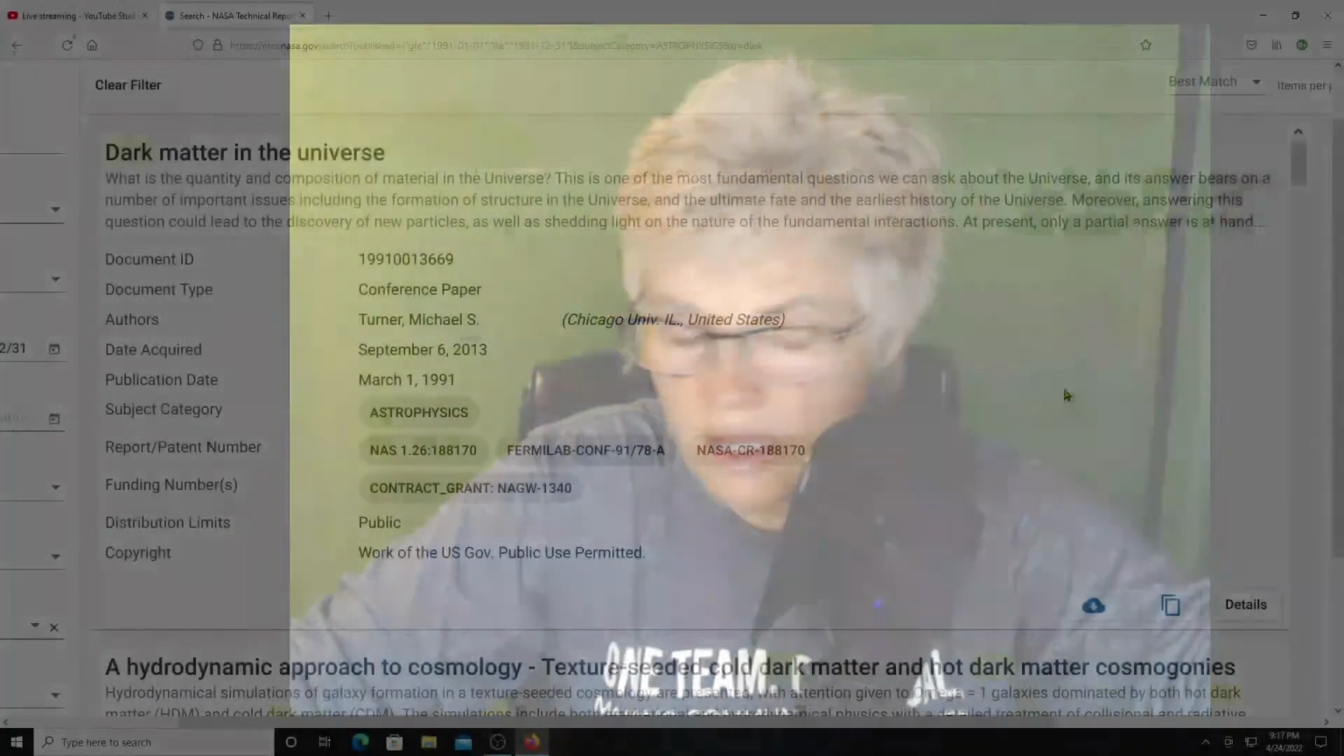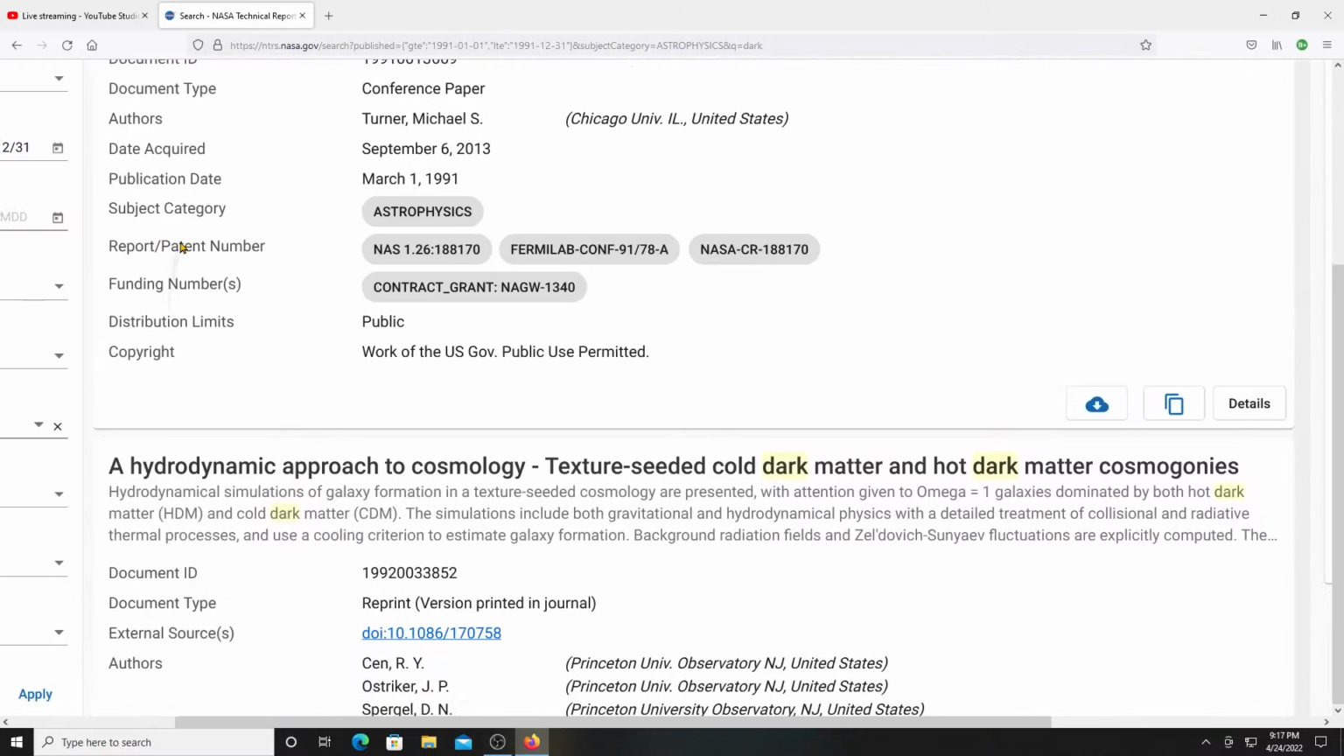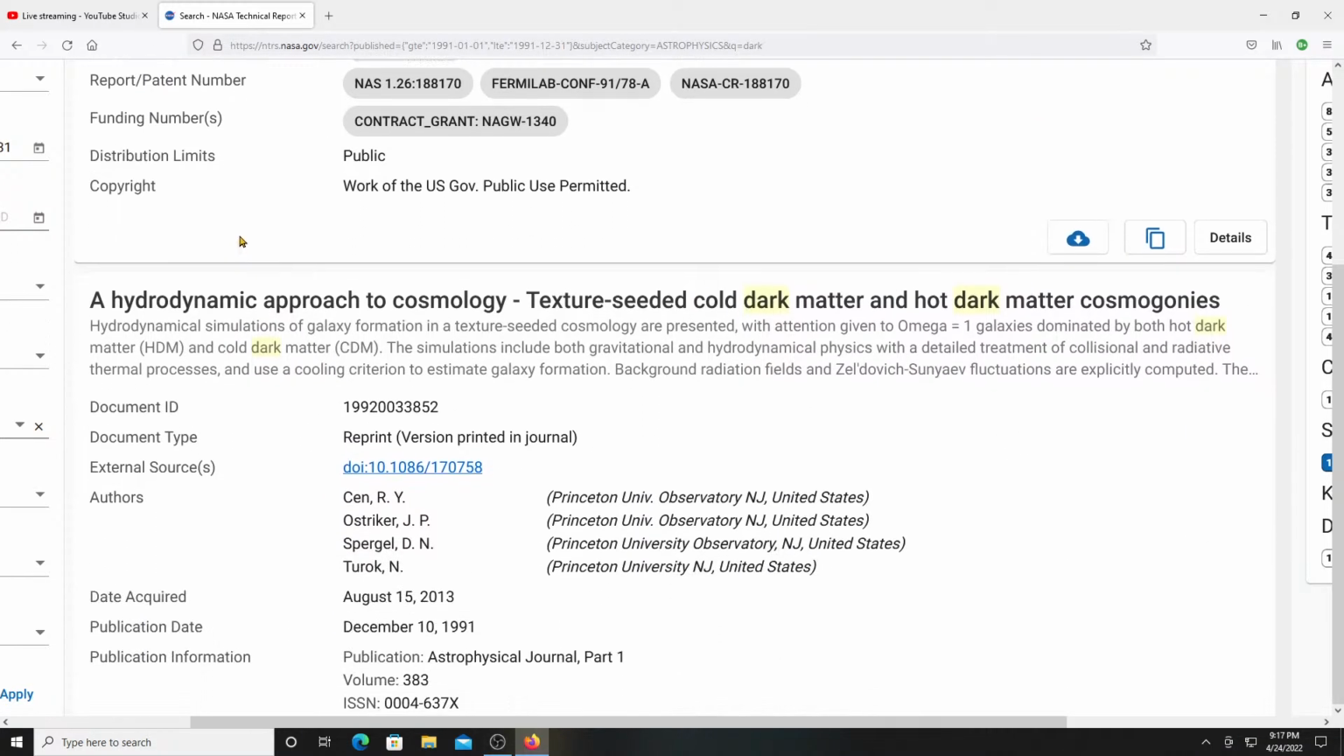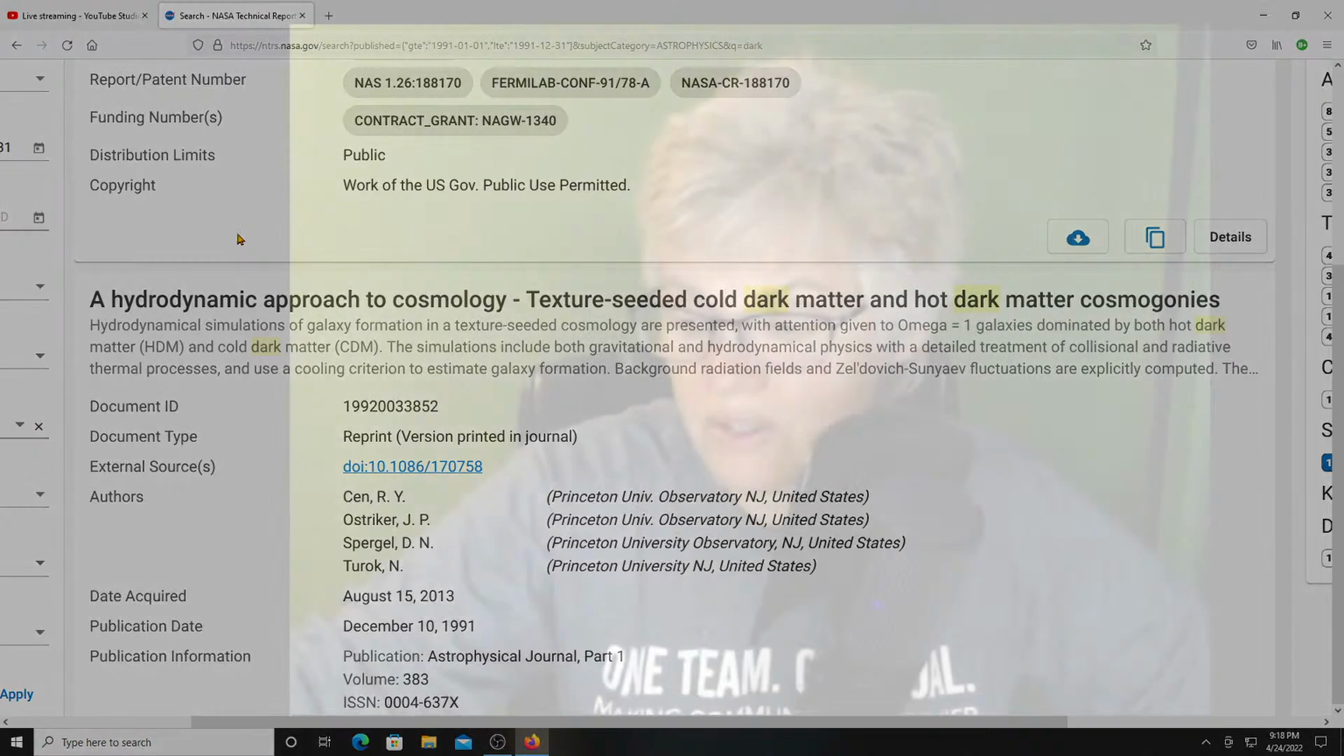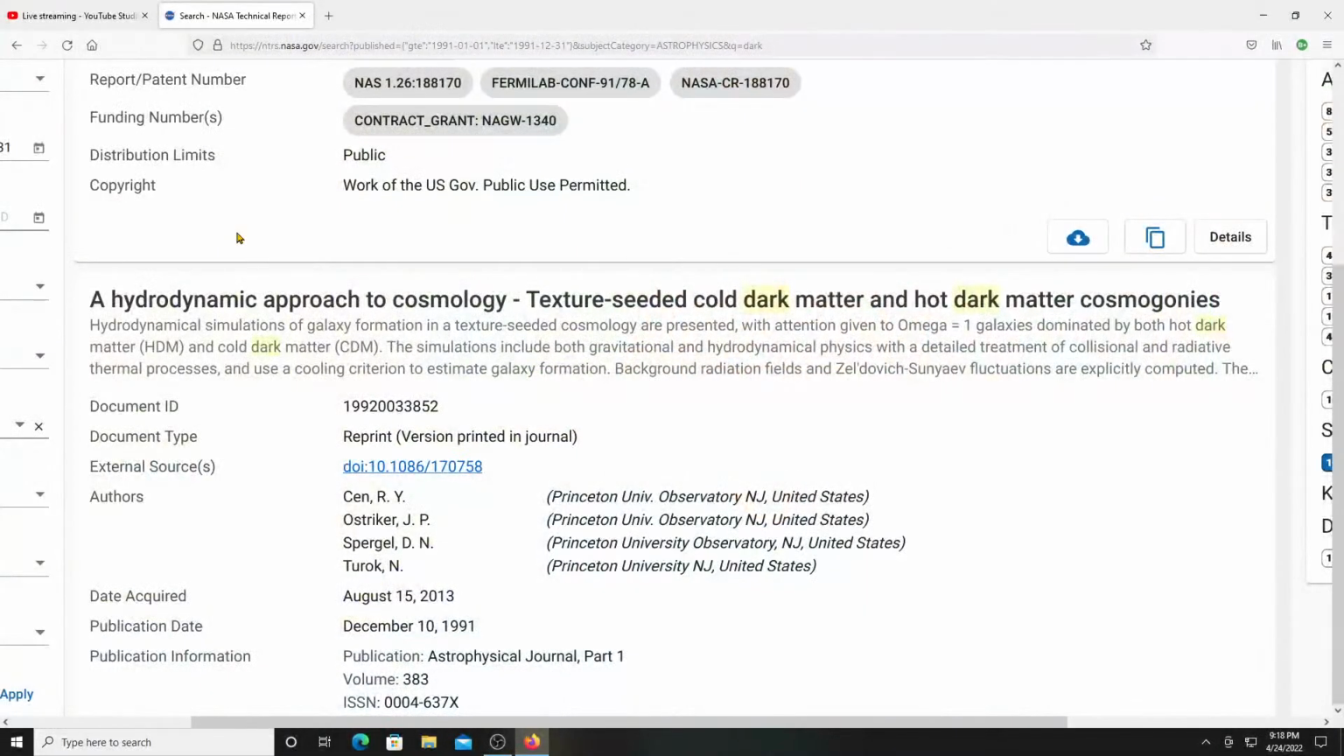Look at this, you all. So this is 1991. A hydrodynamic approach to cosmology. Texture-seeded cold dark matter and hot dark matter. I didn't know there was a difference between cold dark matter and hot dark matter. I didn't.